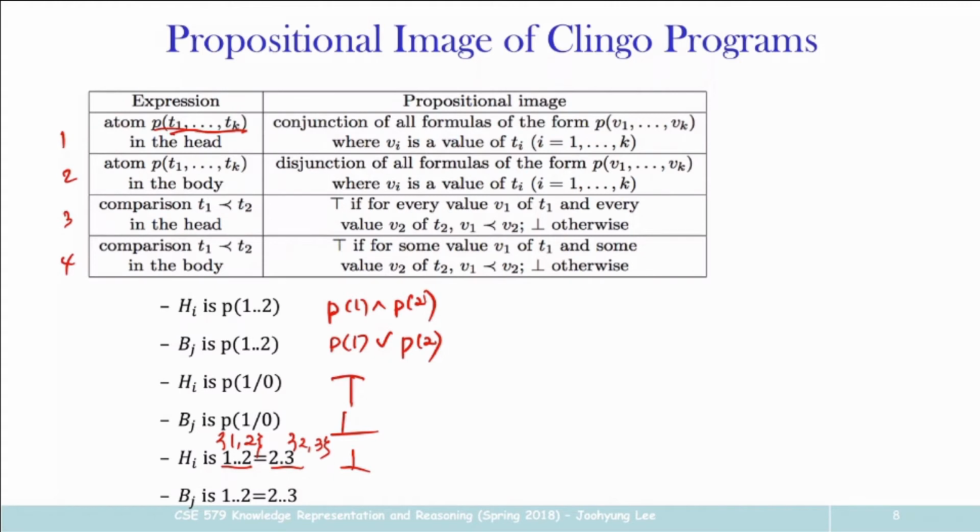What about this case? Now it's not every, but some values of T1 and some values of T2 being equal makes this true. And this is actually the case. Of course, if you choose 2 and 2 from each side, then 2 equals 2. So this is top. Okay?